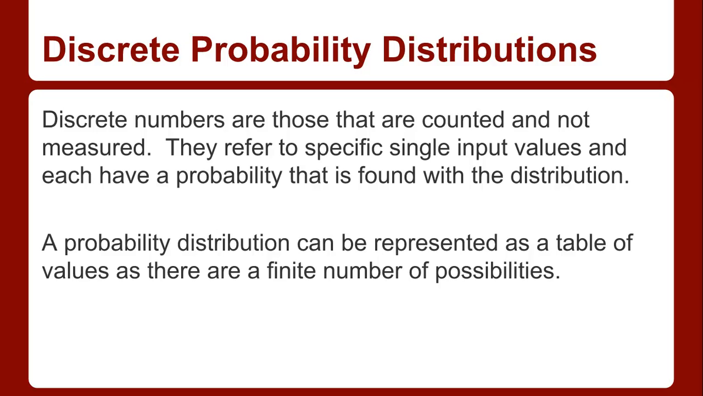A probability distribution can be represented, as I said, as a table of values, as there are only a finite number of possibilities. We can't represent a line as a table of values without still having to say it's a solid line, because there are infinite possibilities, even just between 2 points. Discrete probability doesn't have that. So it's a little bit more simple in that way, that we're just looking at specific values.